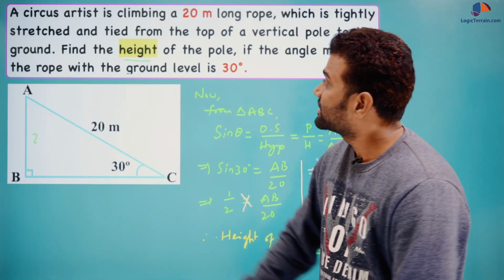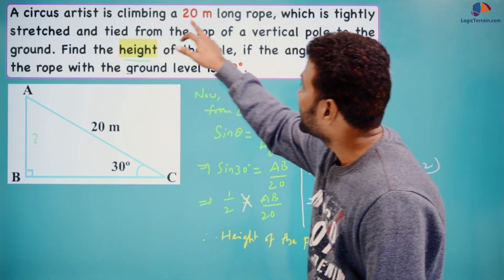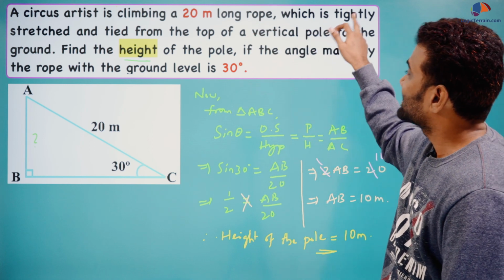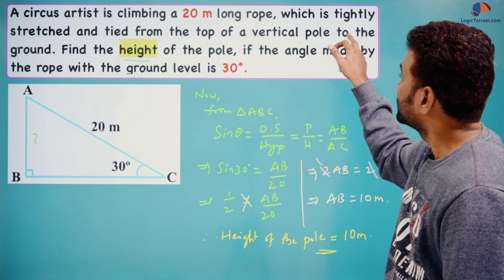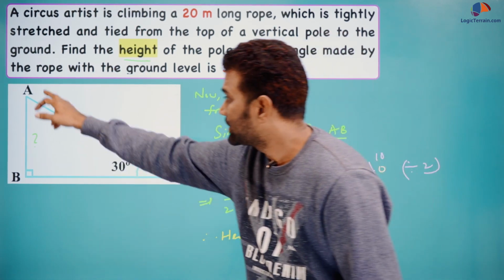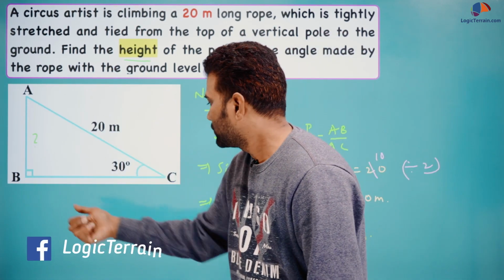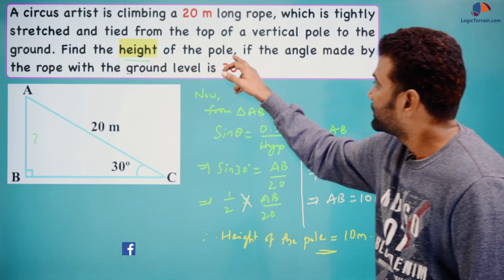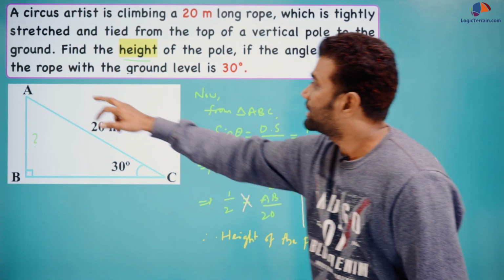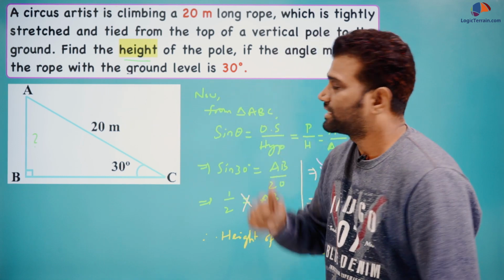The statement is, a circus artist is climbing a 20-meter long rope which is tightly stretched and tied from the top of a vertical pole to the ground. You can see like this. AB is the pole and AC is the rope. Find the height of the pole if the angle made by the rope with the ground level is 30 degrees.